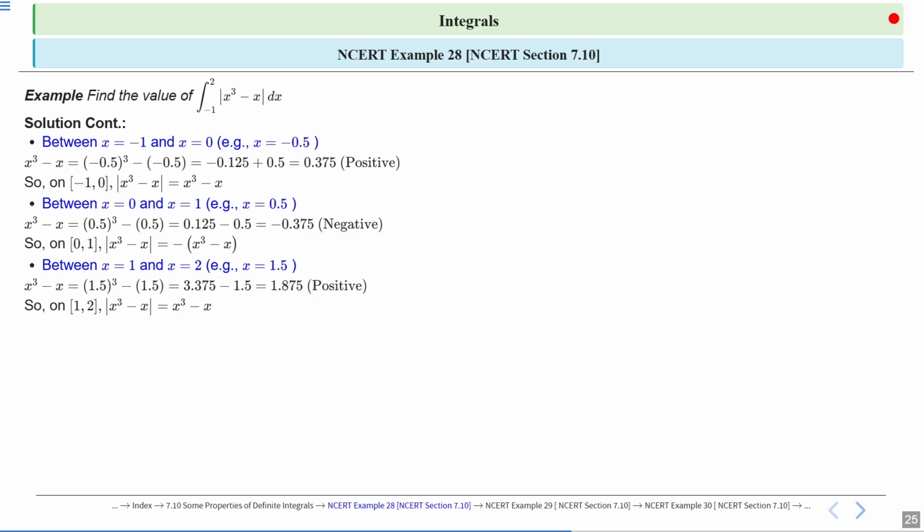So we break the interval into three parts, from -1 to 0, then 0 to 1, and then 1 to 2. And we have to remove the absolute sign to integrate it. So in the first interval, it is positive, so x cube minus x. In the second interval it is negative, so minus (x cube minus x). And in the last interval, it is again positive, so x cube minus x. Therefore, this is greater than 0 on the interval -1 to 0, less than 0 on 0 to 1, and again greater than 0 on 1 to 2.